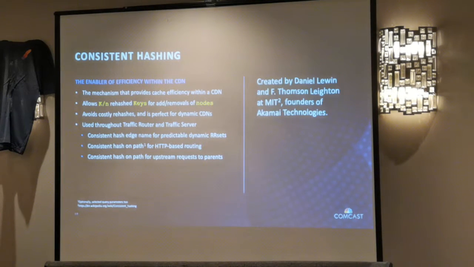All right, so this is kind of the concept that's key to the CDN that a lot of people don't understand too well, because it's complicated. I had a bullet in here that I removed, but I needed to put it back in after talking to Alan. Essentially, cache efficiency is enabled through consistent hashing. It was invented by the guys that founded Akamai, and it's used throughout Traffic Router and ATS. If you take my data structures class and you think about a hash table, if you want to change the size of this hash table, you have to rehash everything, and it's a really expensive operation. Consistent hashing basically makes it so you don't have to do that.